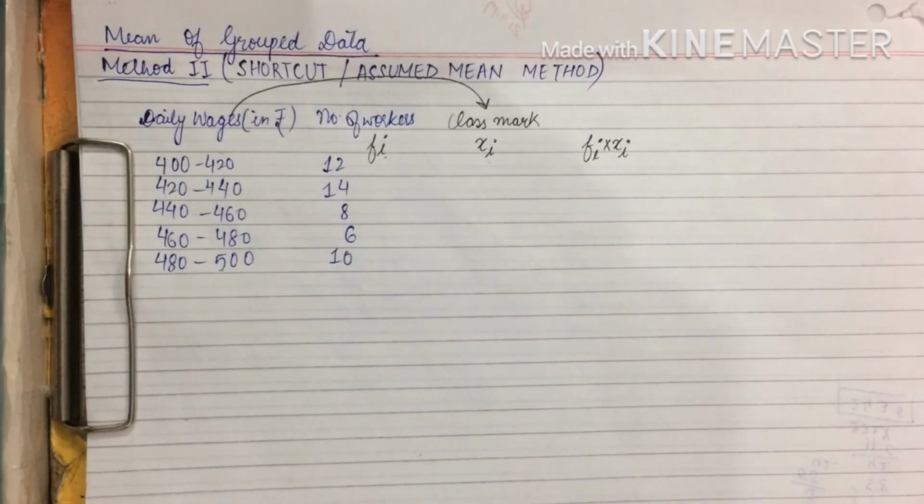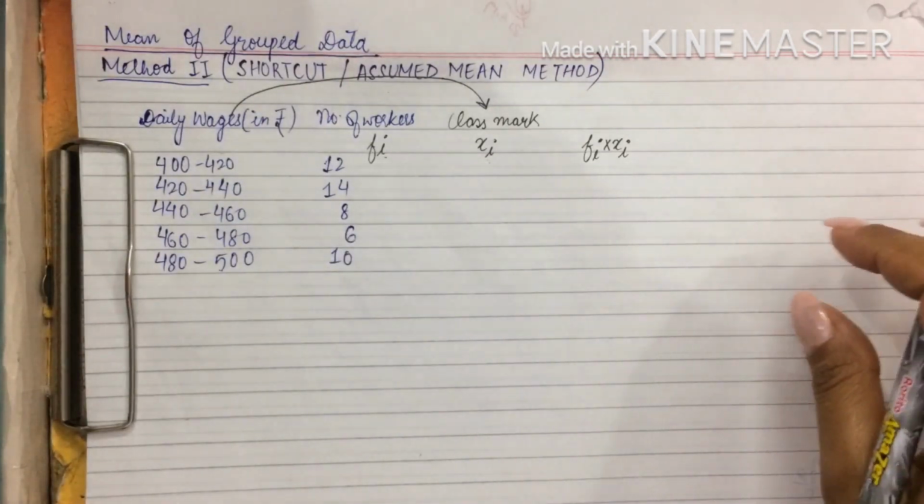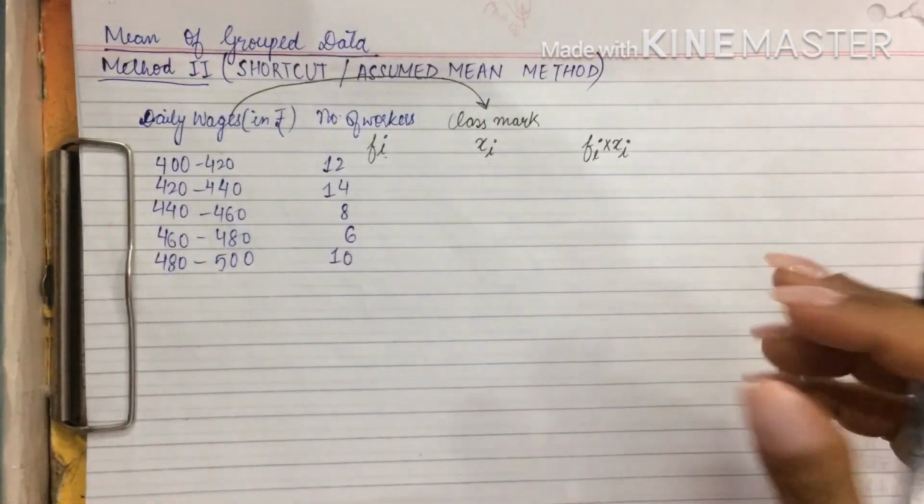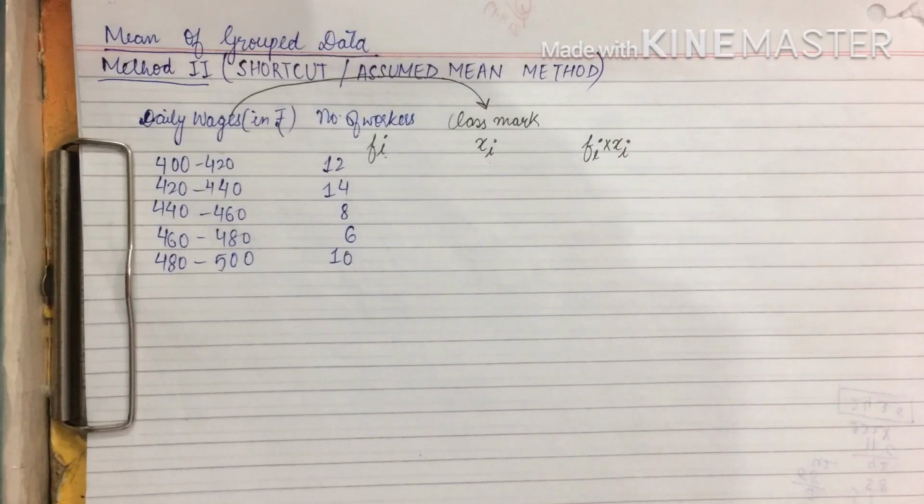Now I am going to reduce the calculation work. I want to reduce the calculation work, so I will be doing a few extra steps here. I'll be reducing the values so that when I apply the formula for the mean, the work is easier than it would be in case of the direct method.